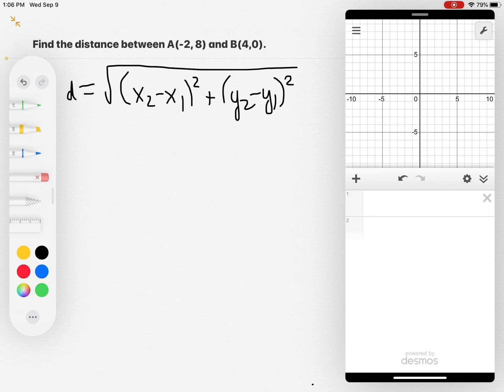Hey there. What we're doing today is using the distance formula. The distance formula is that formula with the square root I have written at the top of the screen. You can use that to find the distance between any 2 points.